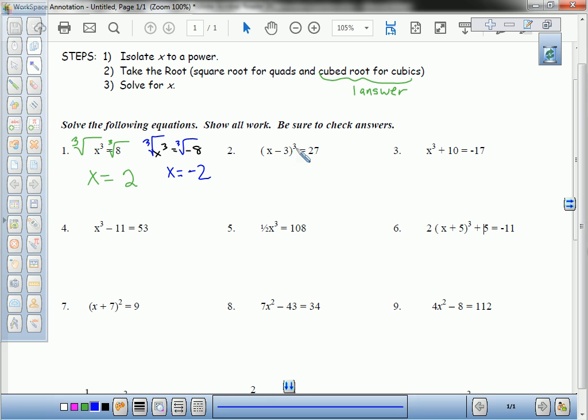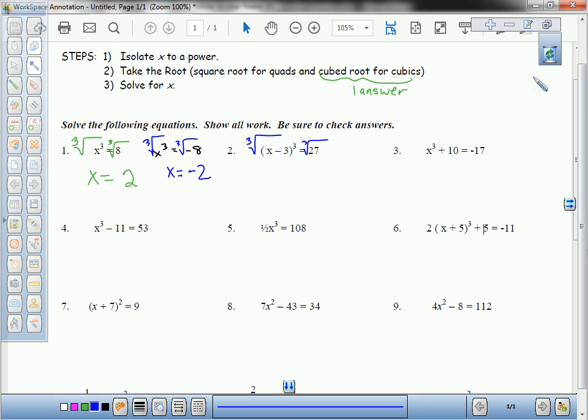Okay, so the next one. The power is isolated. X to the third, there's nothing extra. So we take the root. Since this is a cubic, we take a cubed root. We do the cubed root of both sides.